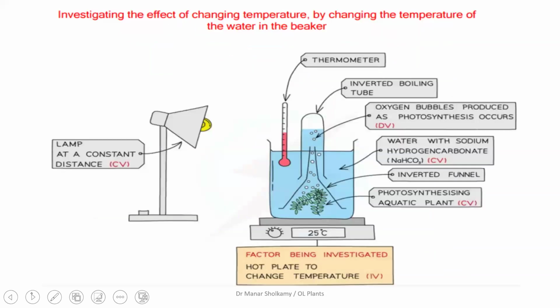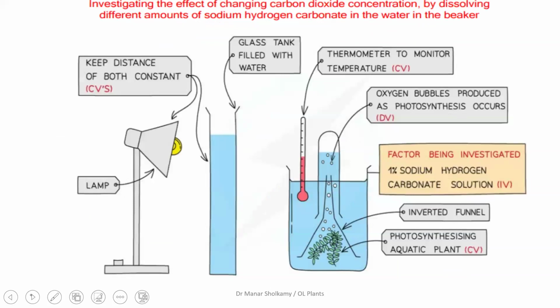Okay? So the experiments, believe me, once you understand them, they become very easy. Here, investigating the effect of changing temperature by changing the temperature of the water in the beaker. So here we use a thermostatically controlled water bath, just like you know it. The independent variable here will be the change of temperature, and the dependent variable will be the rate or the number of bubbles produced over 2 minutes. Here is the glass tank.